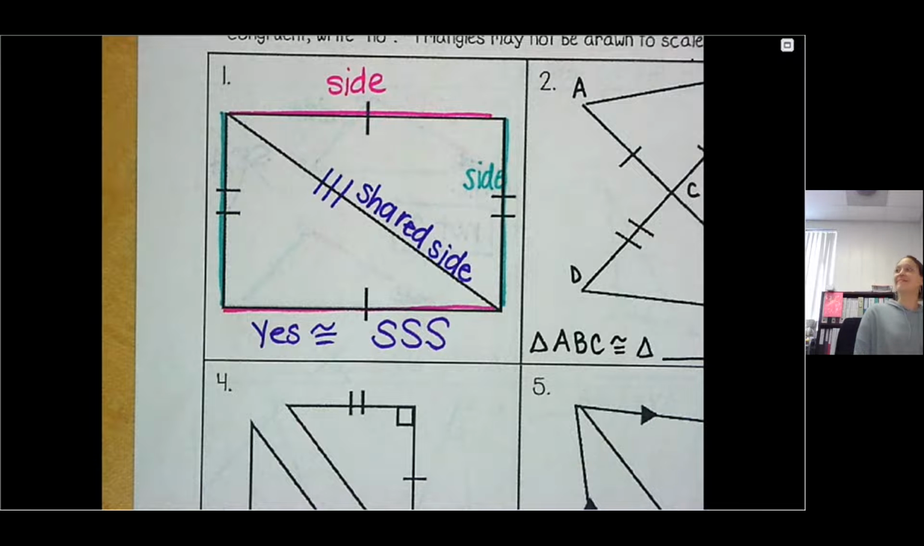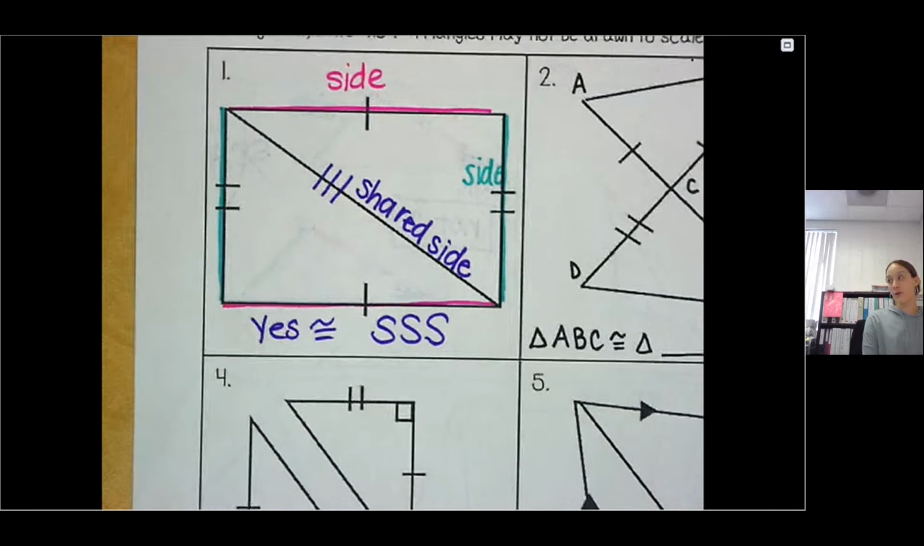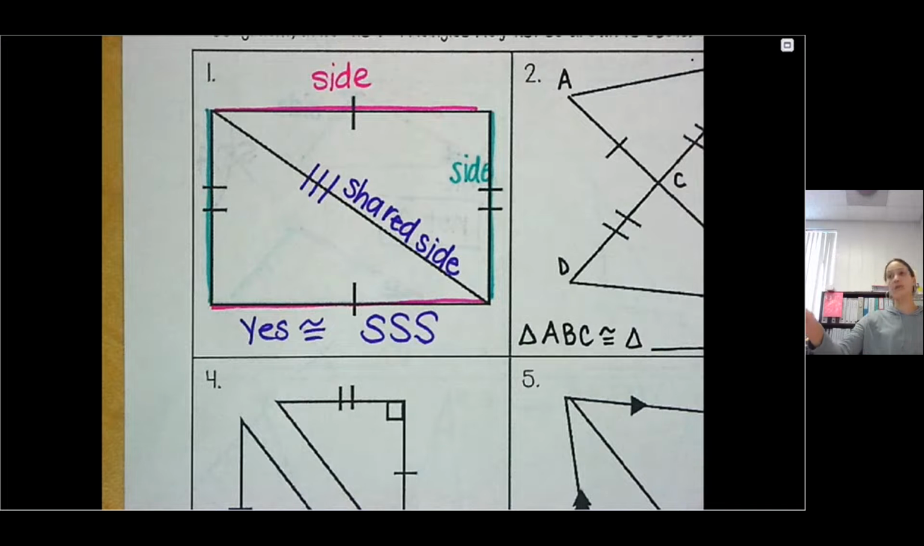So you're finished there. On a test, like the state test, they will never mark the shared side for you. You've got to mark that yourself. They'll never put a tick mark there, okay? So you have to do that on your own.